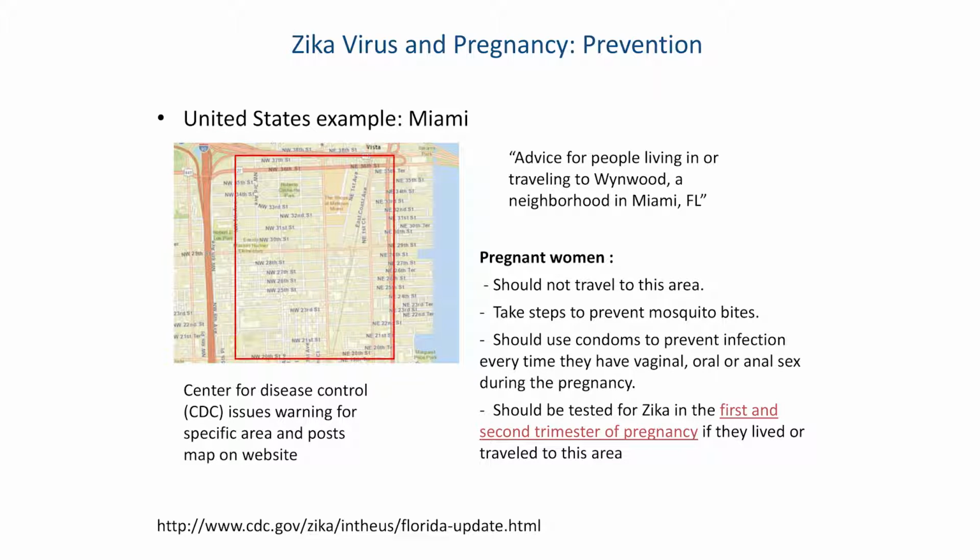But what they told women for this particular area is that they should not travel to the area, take precaution to avoid mosquito bites, and that anybody who lives in that area should use condoms to prevent sexual transmission. So if you live there, or you're traveling there, or you have a partner in the area. And anybody who's pregnant who lives in that area or travels to that area should have Zika testing in the first and second trimester. So this is actually what was done in this case, and this was only a couple weeks ago.